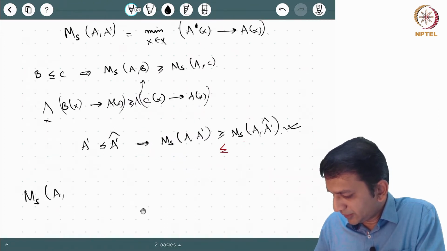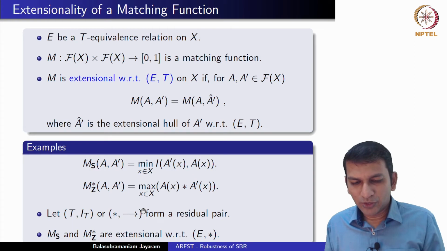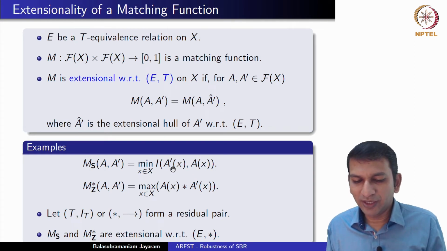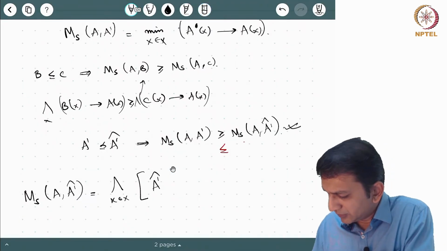Ms of a dash cap is equal to the infimum over x of a dash cap of x. Note that by definition we are switching places. Even though a dash appears in the second position, we are actually putting it in first position. A dash cap of x implies a of x.